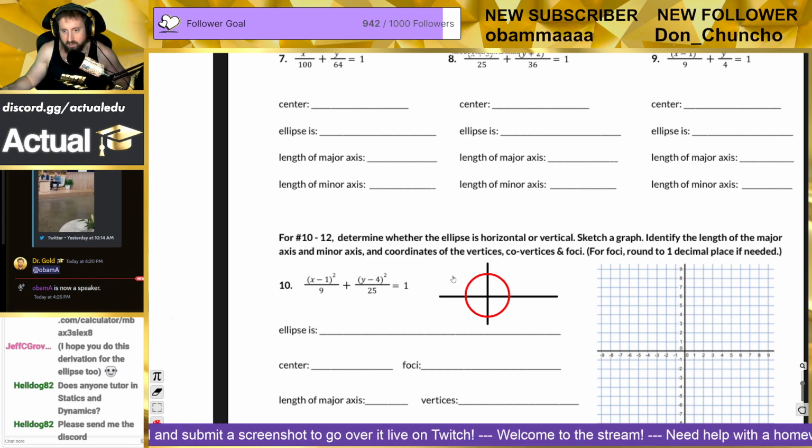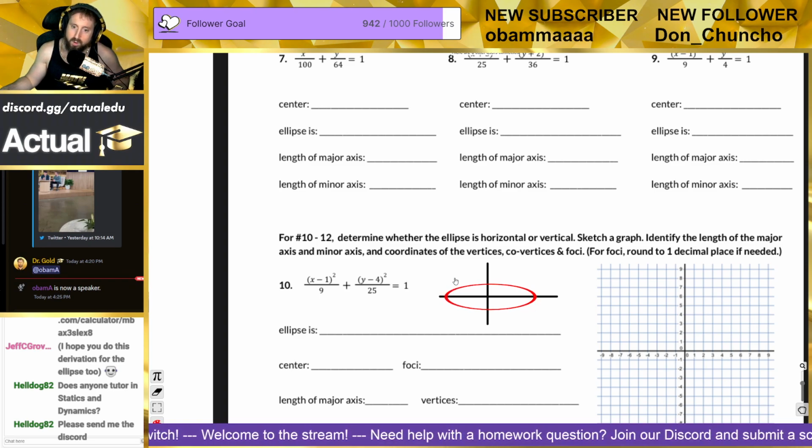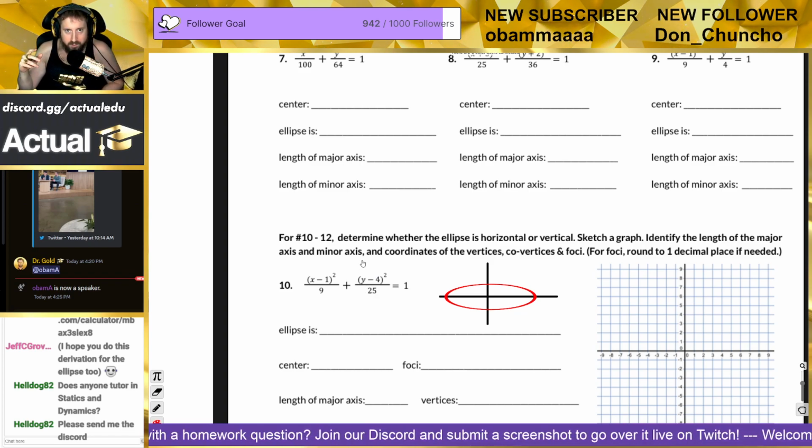Why can't I select? I want to select my circle. There we go. I could squish it this way, or I could stretch it this way. So that's what these things underneath here do. They squish the circle in different directions.